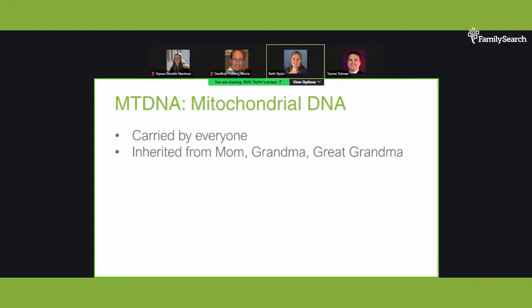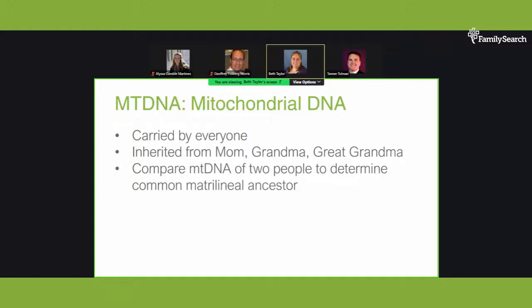So everybody has mitochondrial DNA, but it is inherited from your mother, who inherited it from her mother, who inherited it from her mother, and so forth. So like Y-DNA, you can compare the mitochondrial DNA of two people and determine if they have a common matrilineal ancestor. However, mitochondrial DNA does mutate slower, meaning there are fewer changes that happen on an ongoing basis, which means that you can get matches, people who have identical mitochondrial DNA, and the common ancestor can be further back in time.